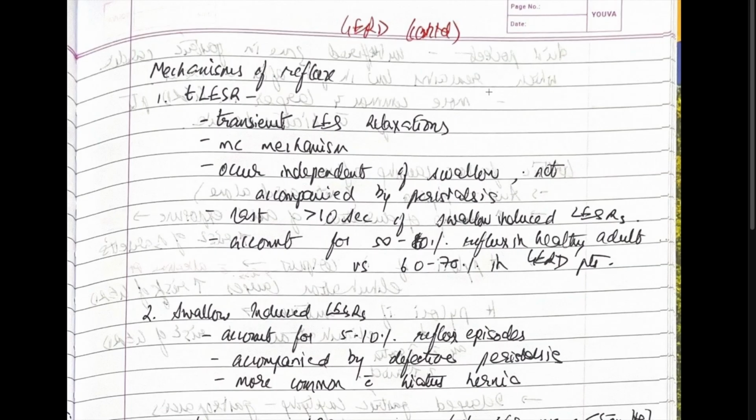Mechanisms of GERD. One, and the most important, transient LES relaxations. This is the most common mechanism. It occurs independent of swallow and it's not accompanied by peristalsis. It lasts more than 10 seconds, longer than a swallow-induced LESR. It accounts for 50 to 60% of reflux in a healthy adult and 60 to 70% in a GERD patient.